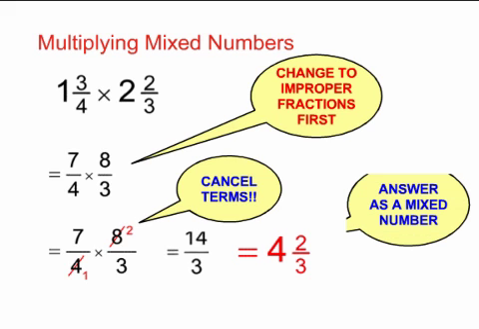Nothing else cancels, so we can then multiply out the top line. 7 times 2 is 14. The bottom line, 1 times 3 is 3. But notice we give our answer as a mixed number, not an improper fraction. So 14/3 is 4 2/3.